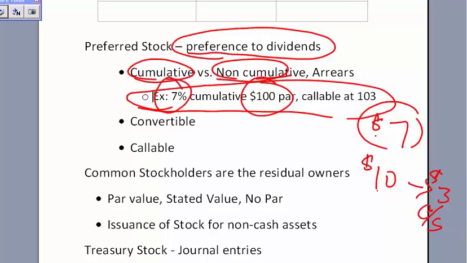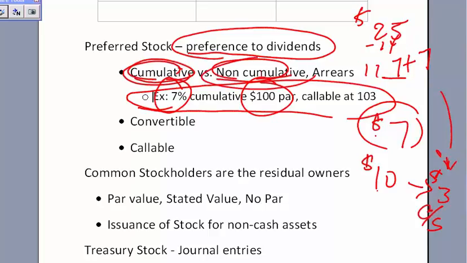If it's cumulative and the board of directors does not declare any dividends in one year, and then next year, let's say they declare 25, well, if the dividends are cumulative, then they've got to pay off the $7 from the previous year and $7 for the current year, which is $14. Then the other $11 would go to the common shareholders.